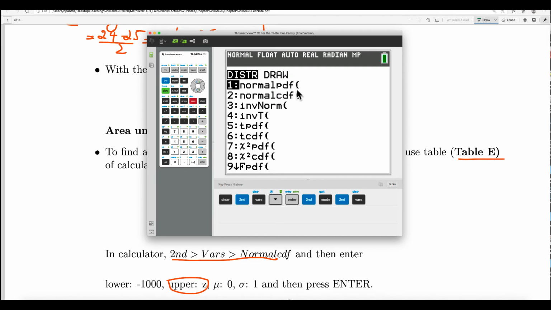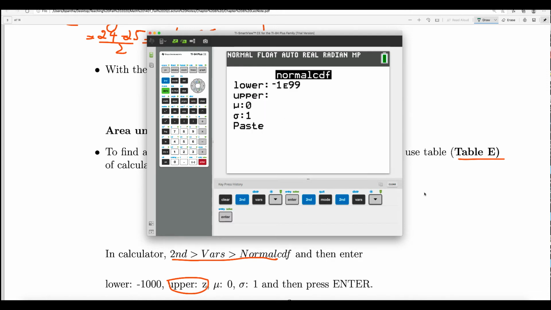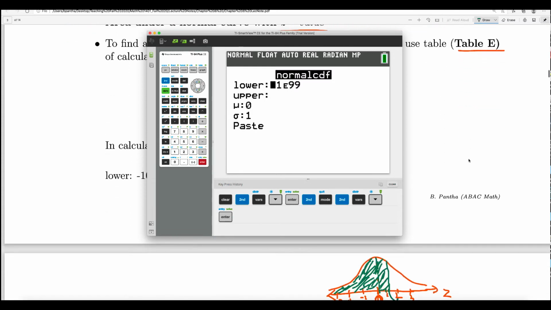And then there is normal CDF, normal PDF like that. In number 2, it is normal CDF. You need to go to normal CDF, and then hit enter. After you hit enter, let us go to this figure here.